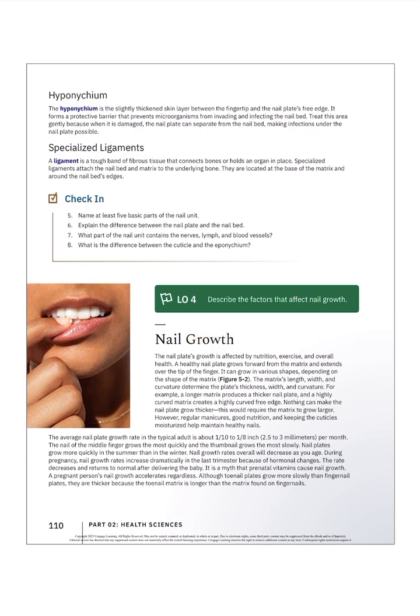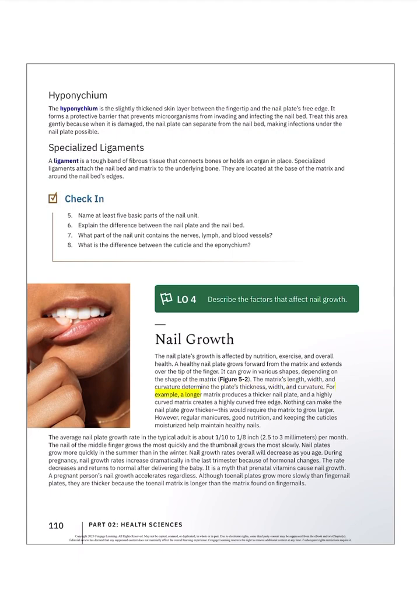Nail growth. The nail plate's growth is affected by nutrition, exercise, and overall health. A healthy nail plate grows forward from the matrix and extends over the tip of the finger. It can grow in various shapes, depending on the shape of the matrix. Figure 5.2. The matrix's length, width, and curvature determine the plate's thickness, width, and curvature.